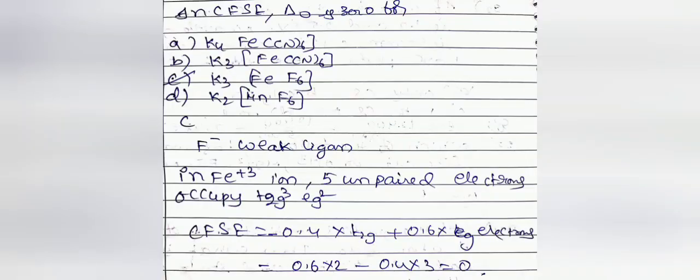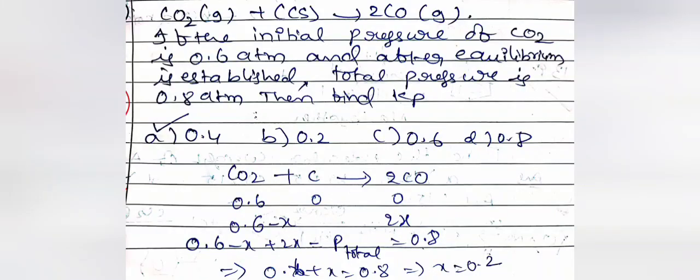In the next question from coordination compounds, they are asking for CFSE, and we need to find out for which complex the delta naught value is 0. So here if we observe the third one, where F minus is a weak ligand, d5 configuration, so t2g occupies 3 electrons, whereas eg occupies 2 electrons, and ultimately we get CFSE as 0. Now let's move on to the next one.